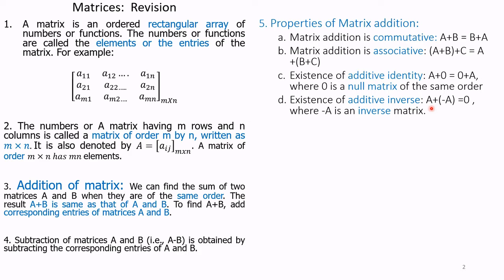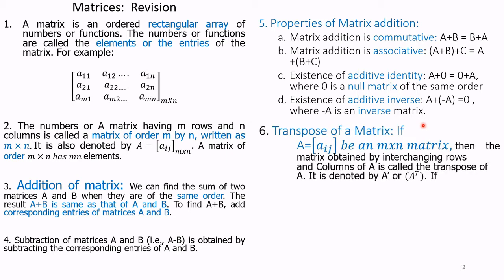Existence of additive inverse, that is, minus A is the inverse of A. A plus of minus A equals 0, where minus A is the additive inverse of the matrix.